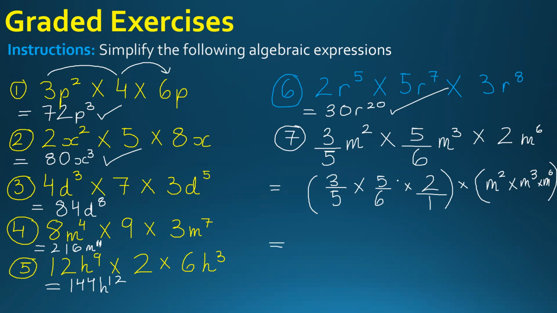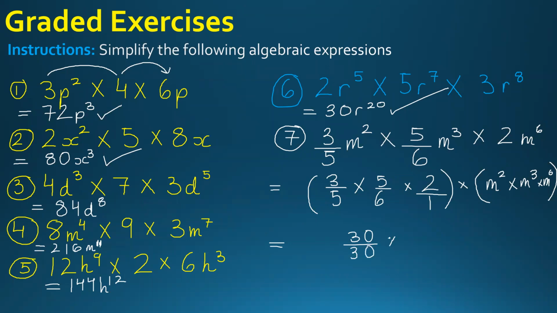So just do the numerators first and then do the denominators. So 3 times 5 is what? 15. And then 15 times 2 is? 30. Very good. And then 5 times 6 is? 30. Times 1 is? 30. Very good. It's going to be 30 over 30, right?